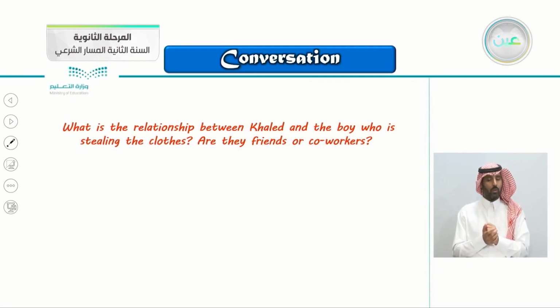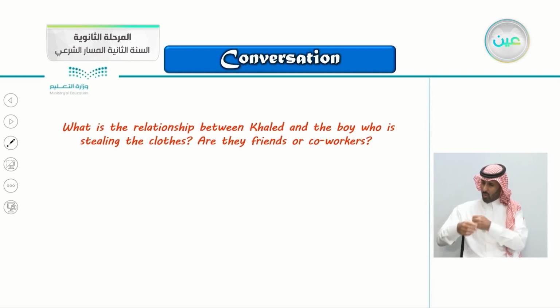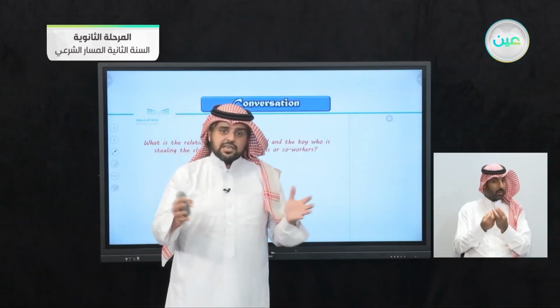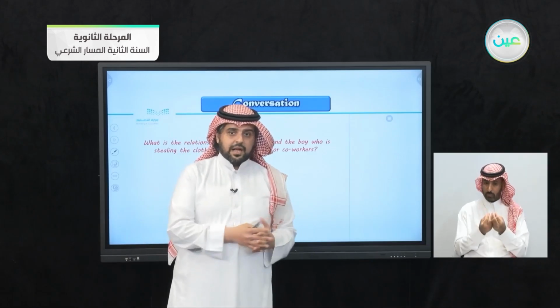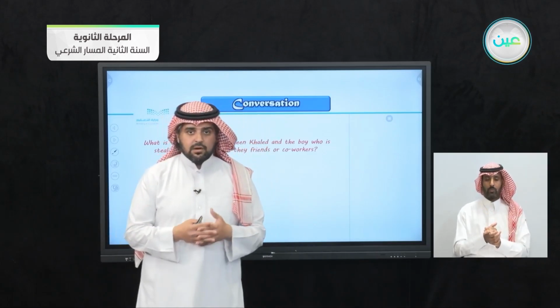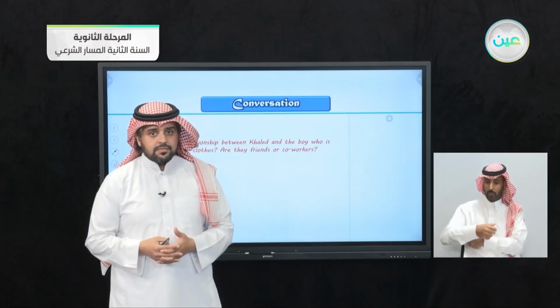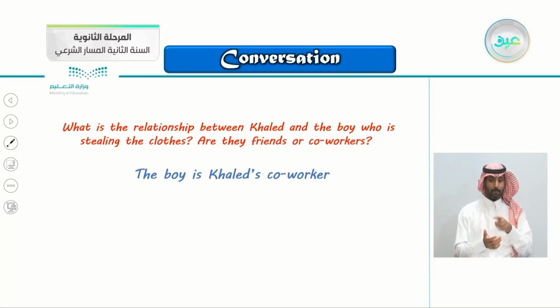What is the relationship between Khalid and the boy who is stealing the clothes? Are they friends or co-workers? So, what's the relationship between Khalid and the culprit, let's say, the boy who is stealing the clothes? The correct answer here: the boy is Khalid's co-worker.